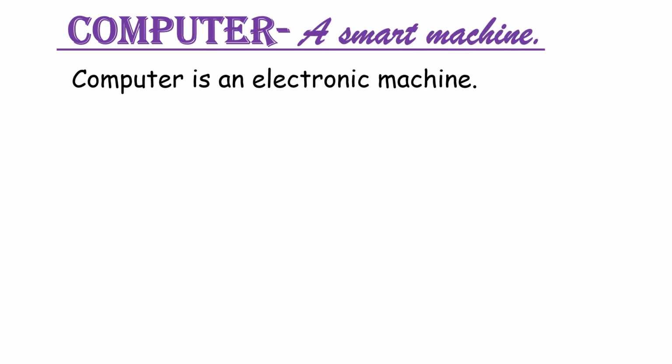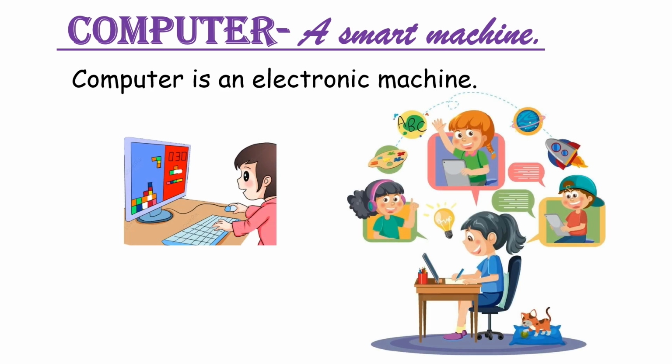A computer is a smart machine. It is an electronic machine that helps us to do many things. We can use it to play games, watch videos, listen to music, chat online, study online, and even draw pictures. But most importantly, computers help us to learn and work faster. It is a super helper that never gets tired.